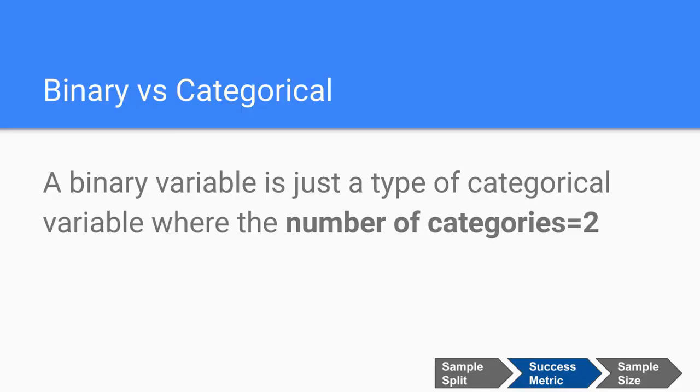For a categorical outcome metric, you can have anywhere between 2, 3, 5, 1,000, really any number of categories that you want. It's worth noting that a binary success metric really is just a type of categorical variable where the number of categories is 2. Now let's take a look at continuous outcome.